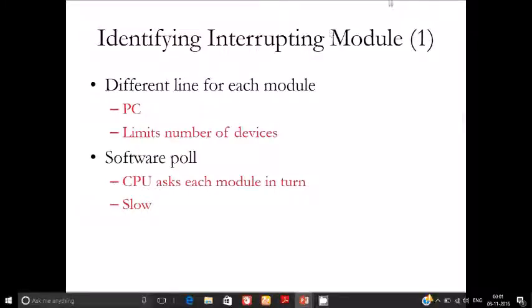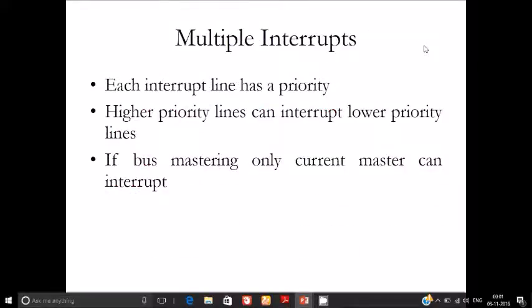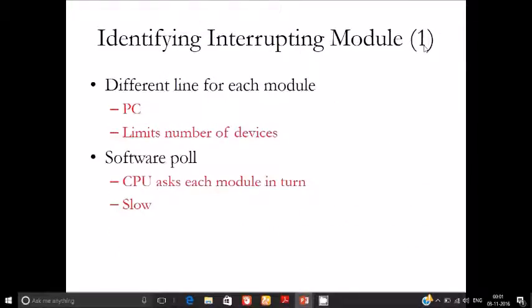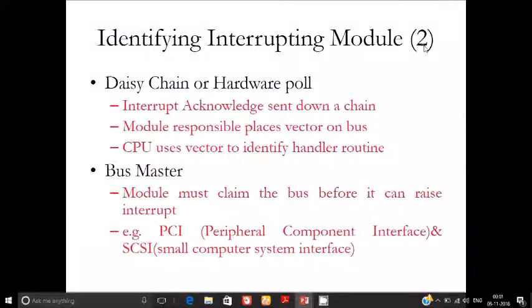So for identifying the interrupting module, we have several approaches. With a different line for each module, this limits the number of devices. With a software poll, the CPU asks each module in turn, and this process is slow. Then there is the daisy chain or hardware poll. The interrupt acknowledgement is sent to the chain, and the module is responsible for placing a vector on the bus. The CPU uses the vector to identify the hardware routine. So this is the daisy chain or hardware poll.